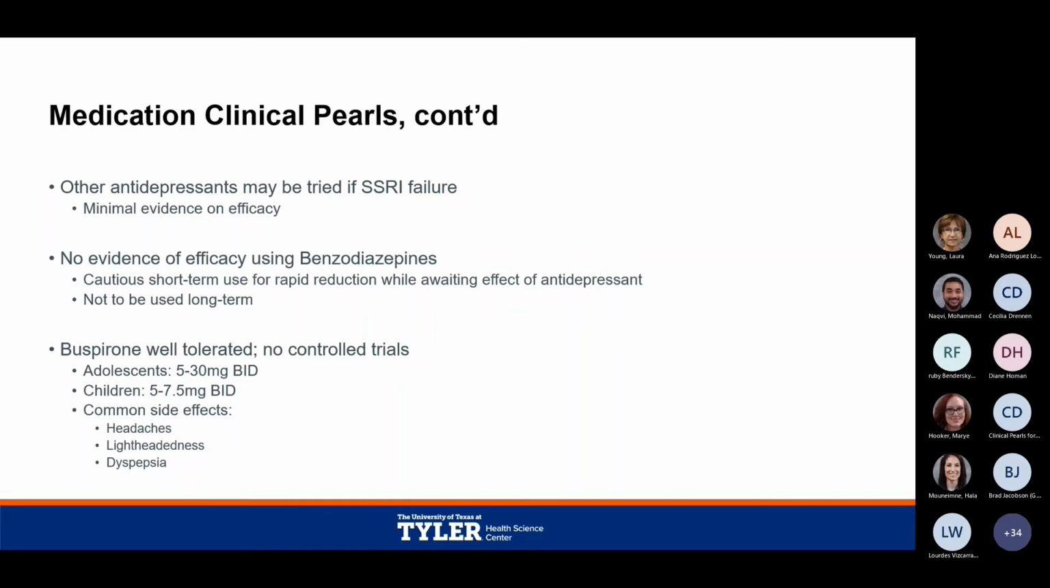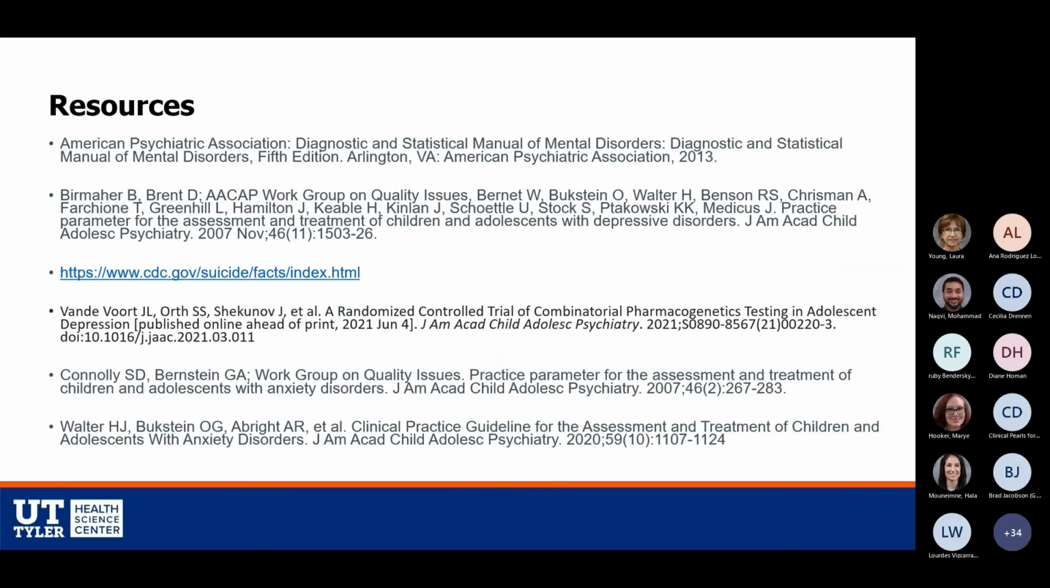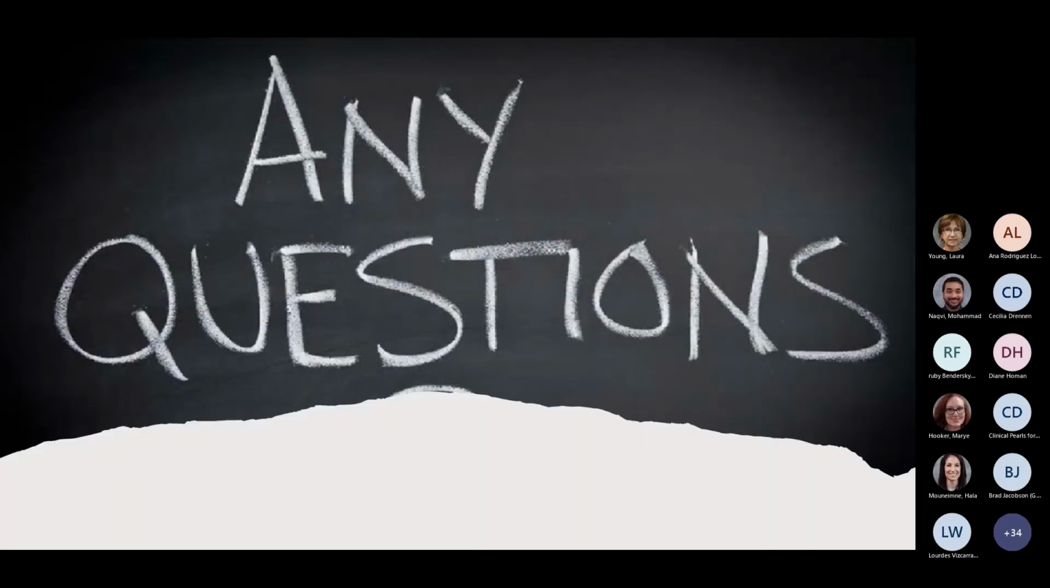Buspirone is a well-tolerated medication that can be used for generalized anxiety, but there are no controlled trials for children and adolescents regarding the treatment of buspirone. But you can safely use 5 to 30 milligrams twice a day in adolescents, and then 5 to 7.5 milligrams twice a day in children. The most common side effects with buspirone include headaches, lightheadedness, and then dyspepsia. And these are my resources, and I will leave it for any questions now.